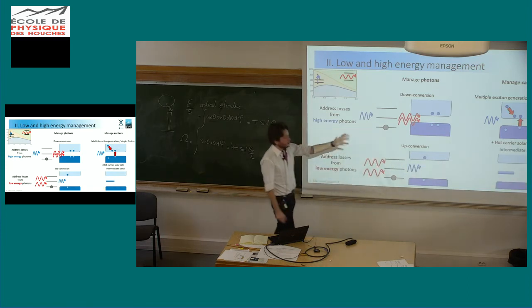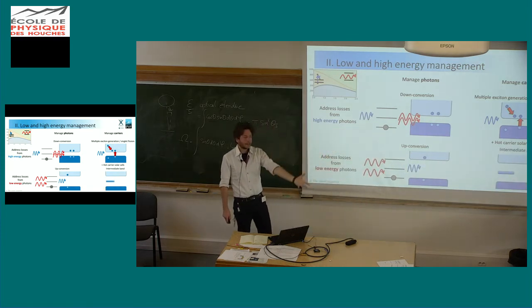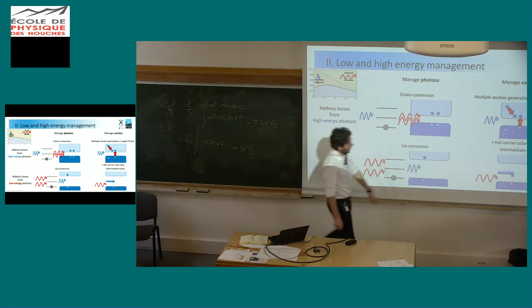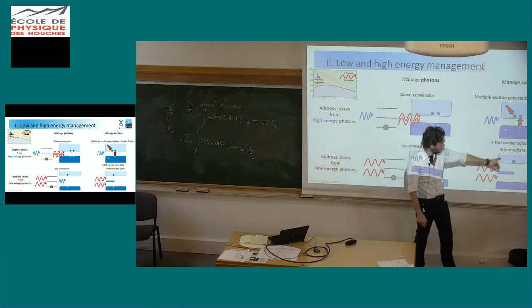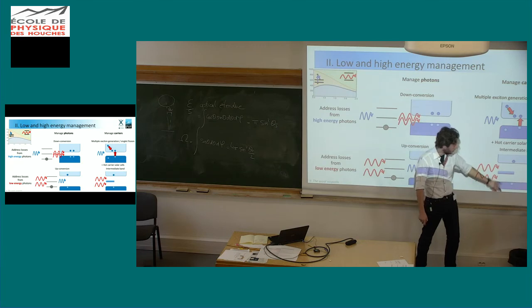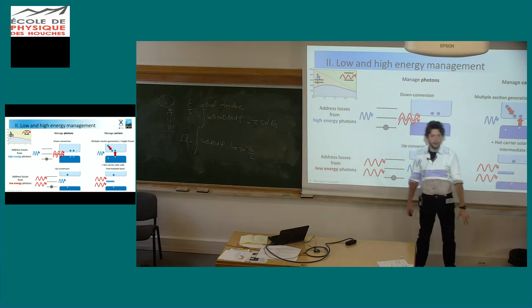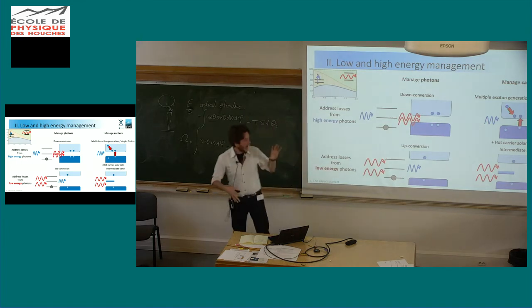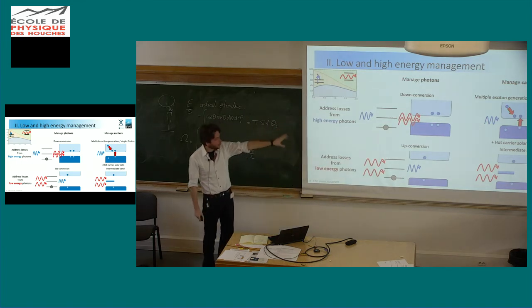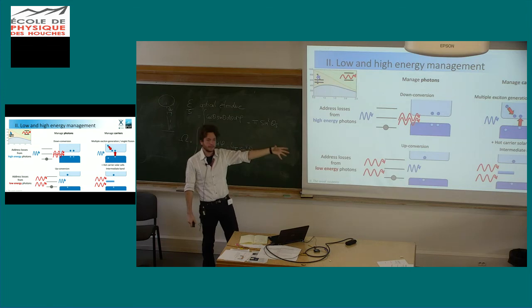And the same idea, but now built in, playing directly with carriers, goes this way. I can have an intermediate band here, and I can promote one carrier with two photons up to the conduction band here. Instead of losing these photons, I have now managed to gather their energy. Okay? These here are really the main ideas behind these four or five different types of new concepts.